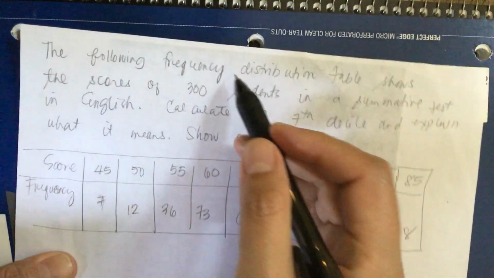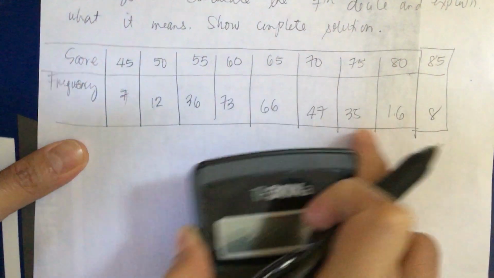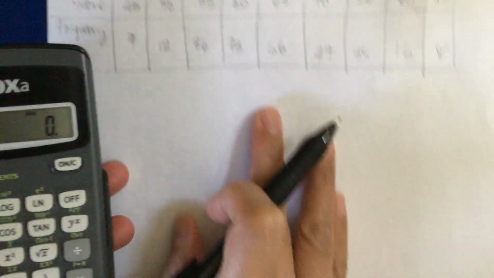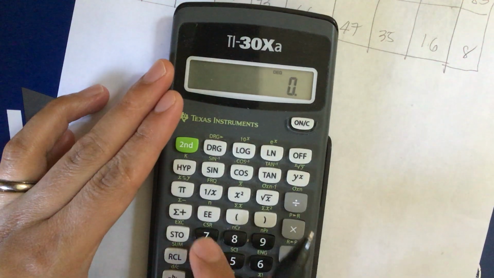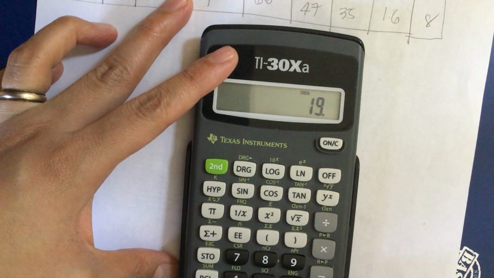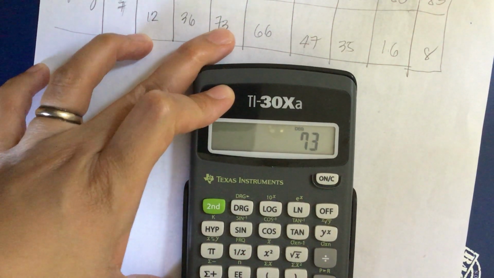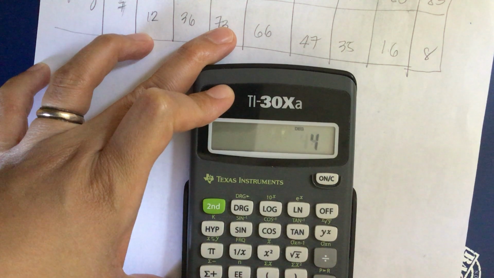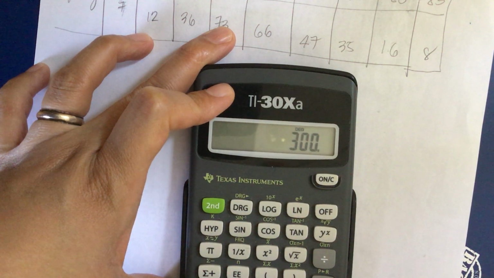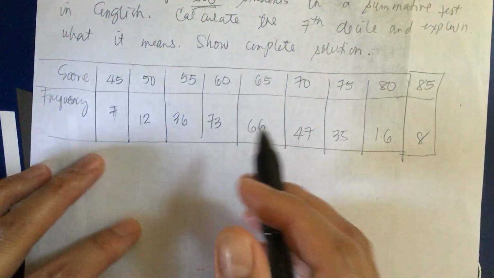So they said that there are 300 students, so let's double check that. If we add the frequency, we should get 300. So 7 plus 12, just double check, plus 36, plus 73, plus 66, plus 47, plus 35, plus 16, plus 8. So 300 total. So that's correct.